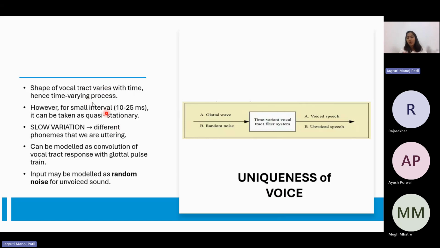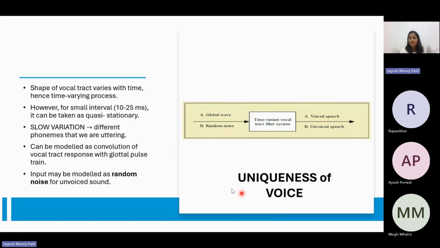However small the interval we usually take, it can be taken as quasi-stationary. If it's a slow variation between the different phenomena that we are uttering, then within the quasi-stationary period, we can assume that it's a slow variation. It can again be modeled as a convolution of the vocal tract response with the glottal pulse train. We initially saw that the glottal pulse is something that originates from the glottis. And then the input may be modeled as random noise for the unvoiced sound.